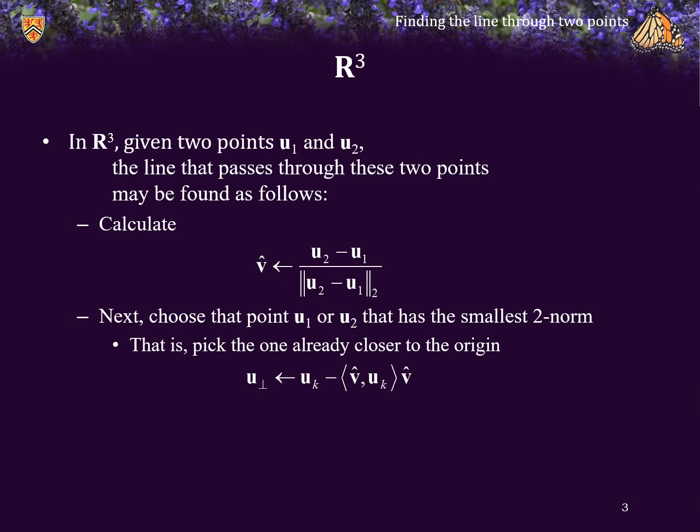The reason that we choose the point U1 or U2 that has already the smallest 2 norm is to minimize the numerical error of the calculation.